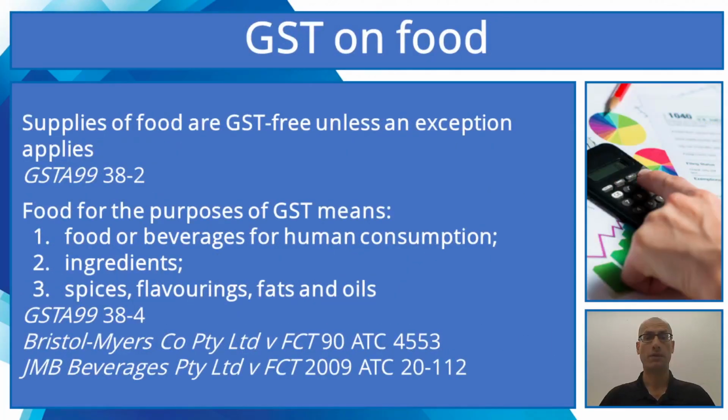So starting with the first, most obvious, most politically difficult area, which is GST on food. And the starting point is there is no GST on food. So food, for the purposes of the GST system, includes food, as we would ordinarily think of it, excluding alcohol in that definition, and things that go into the making of food. So that's ingredients as well as flavorings and spices and such like. So the starting point there is that food doesn't have GST.